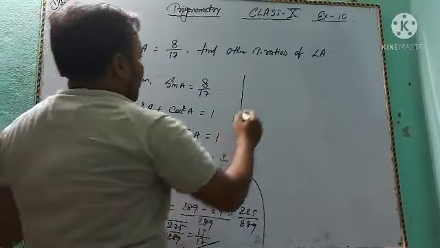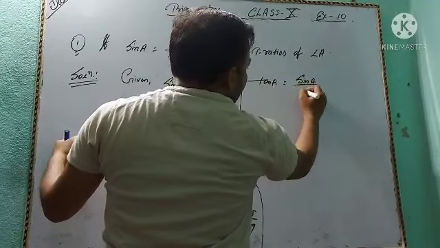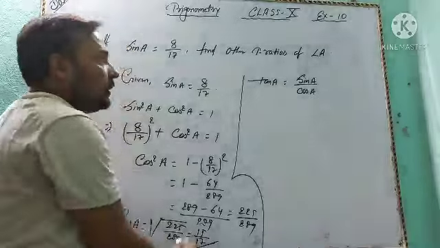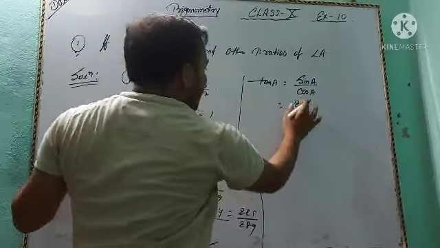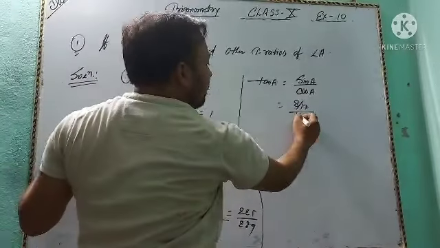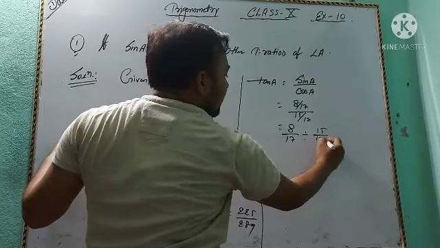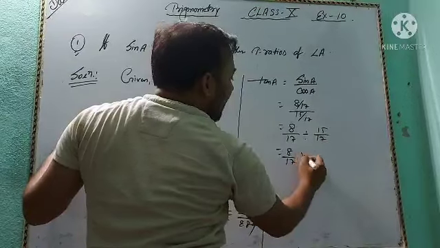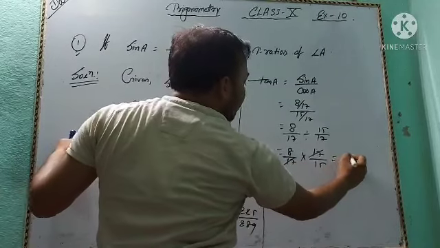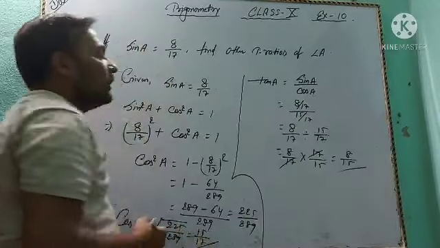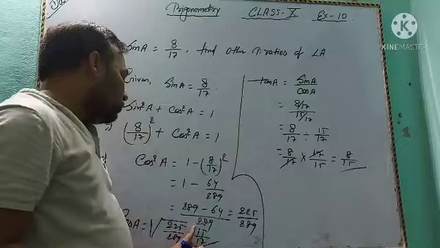Sin A is equal to 8 by 17, cos A is equal to 15 by 17. So students, tan A is equal to sin A by cos A. Okay, so sin A is equal to 8 by 17 by cos A is equal to 15 by 17. So we write 8 by 17 divided by 15 by 17. So 8 by 17 multiply, this is the reciprocal of 15 by 17 is 17 by 15. 17 is cancelled, 8 by 15. So tan A is equal to 8 by 15, sin A is equal to 8 by 17, and cos A is equal to 15 by 17.